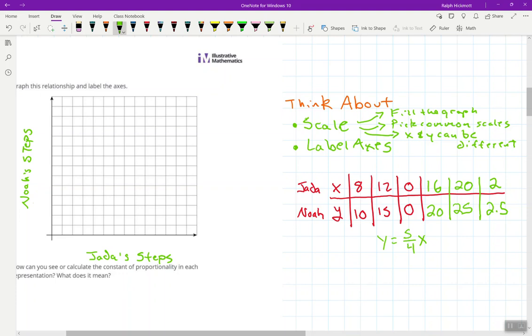So if you are looking at this, I have a lot of lines on the x, a lot of lines on the y. My Jada values go up to 20 and as low as 2. So those numbers look pretty well for us to use 2s. So if I go by 2s, that will probably fill up this graph pretty well. So I'm labeling it right now, and you can do that too.